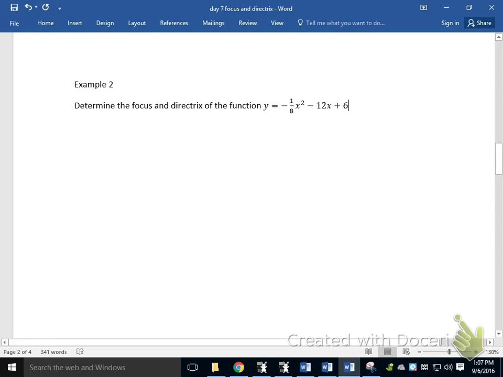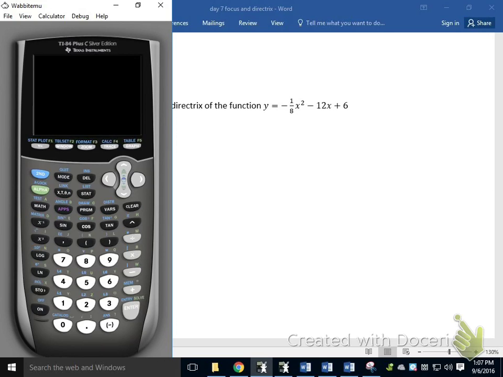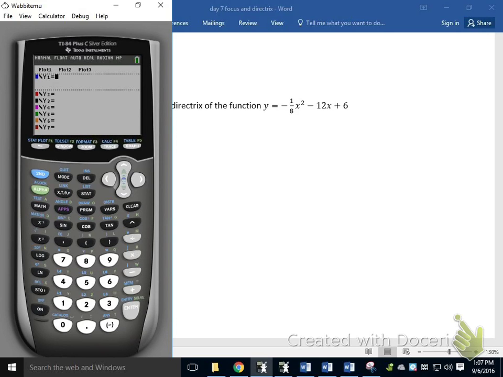So on example 2, it's in standard form. I'm going to use my calculator to calculate my vertex really quick. So if I go to y equals and I just type it in, -1/8 x squared minus 12x plus 6. What I'm going to do is I'm just going to go ahead and jump to the graph and take a look at it here. And I can hopefully see it. I can see where it went down, and it doesn't look like it's really coming back up on the screen.